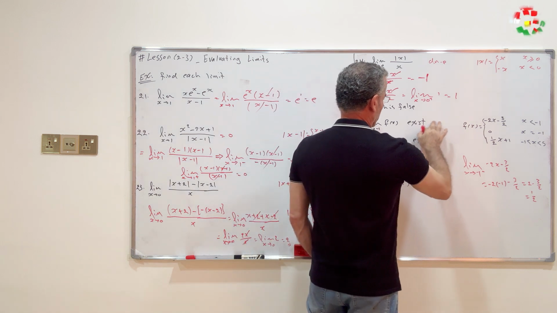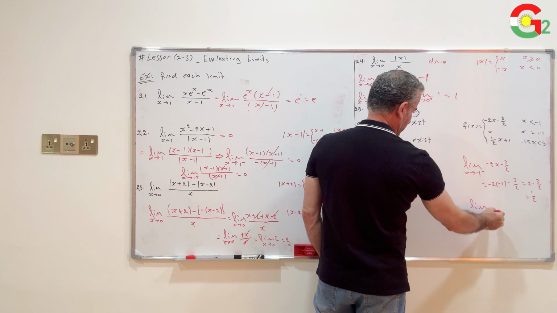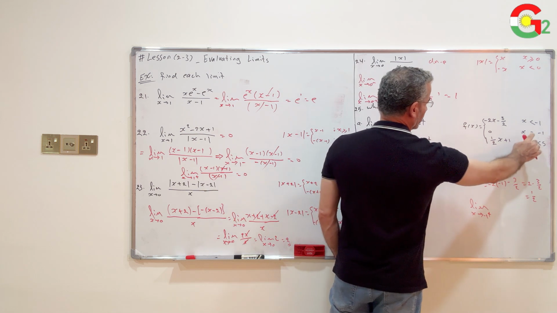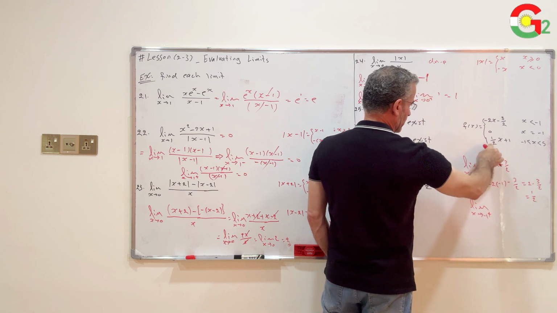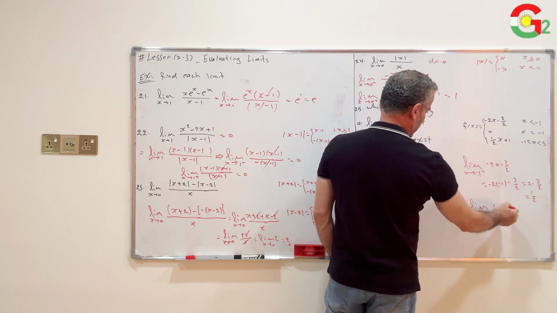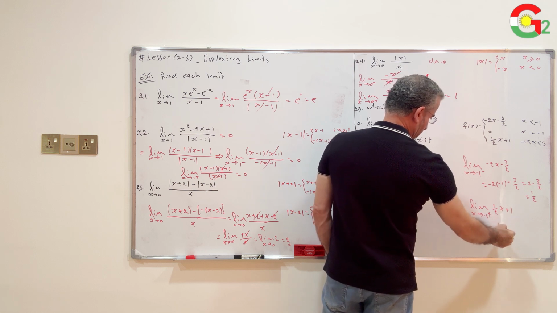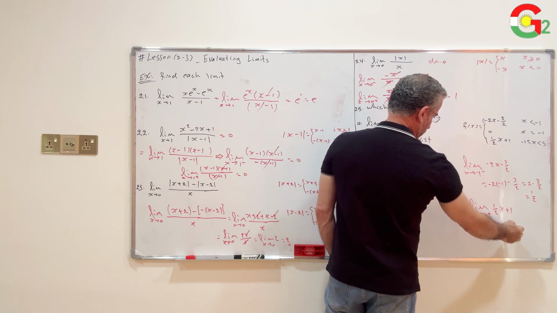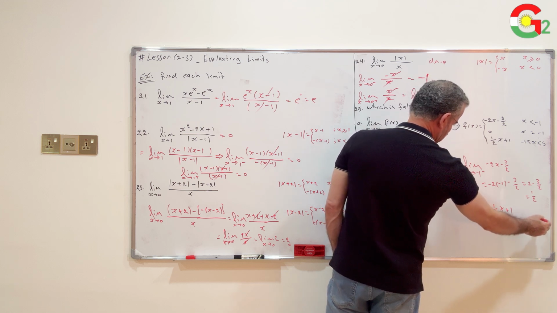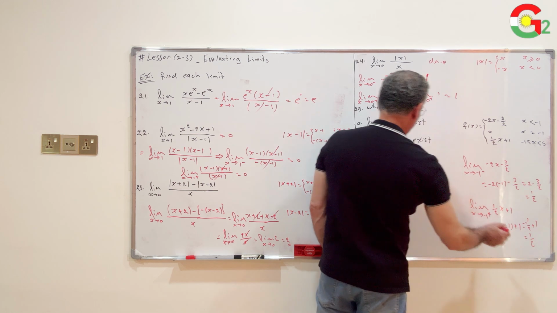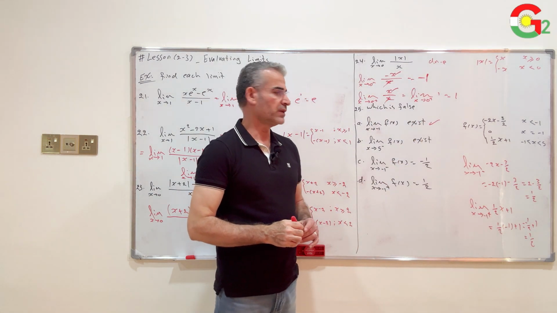Sorry. Let me find the limit for x approaching negative 1 from right. From right, it means x greater than negative 1. Then I'll substitute here in this segment 1/2 x plus 1. Then the answer will be 1/2 times negative 1 plus 1 equals negative 1/2 plus 1 equals 1/2. So this statement is true.